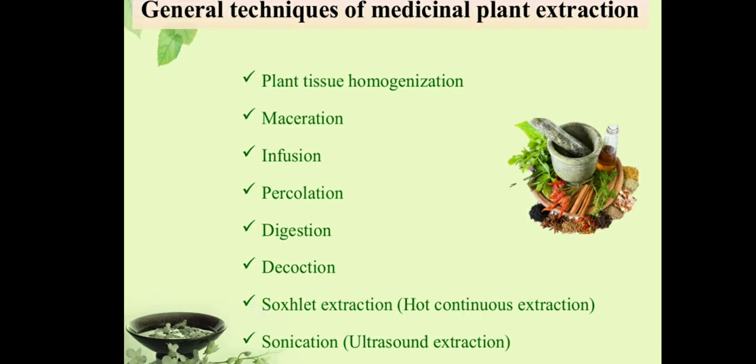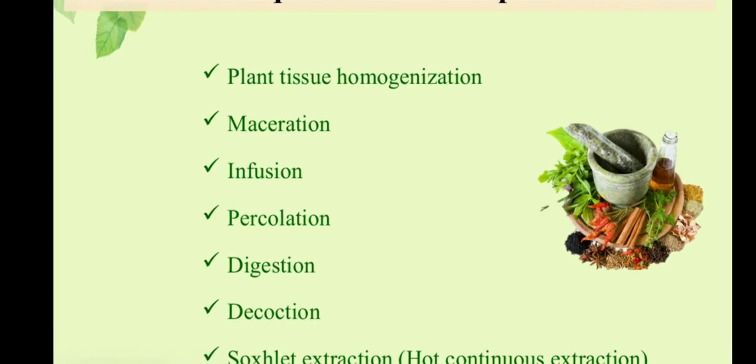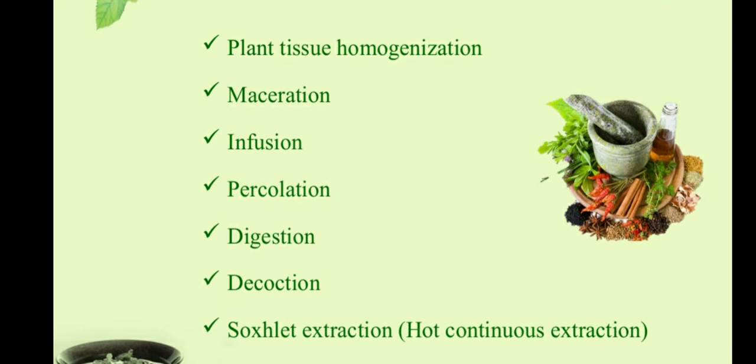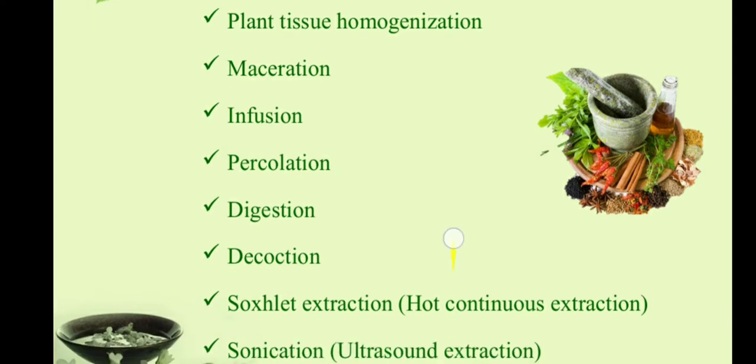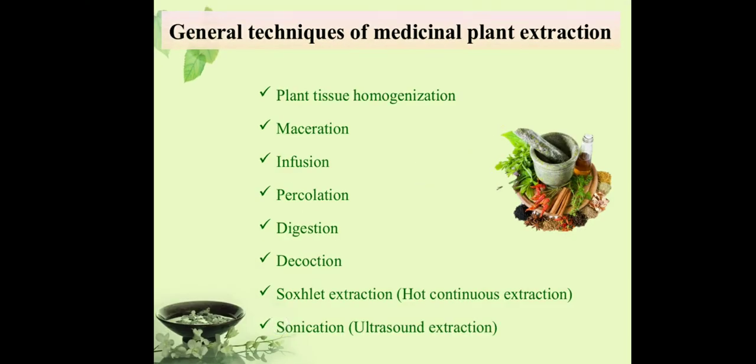These are the general techniques of medicinal plant extraction. These are the methods we can use to extract phytochemicals: plant tissue homogenization, maceration, infusion, percolation, digestion, decoction, and hot continuous extraction. Sonication is also known as ultrasound extraction. One by one, I will discuss them in the next slides.